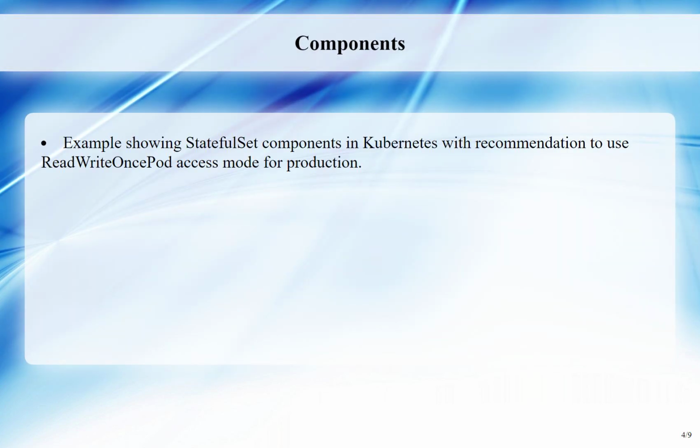Components. The example provided illustrates the components of a stateful set in Kubernetes, with a recommendation to use the read-write-once pod access mode instead of read-write-once for production. A headless service named Nginx controls the network domain, while a stateful set named web specifies that 3 replicas of the Nginx container will be launched in unique pods.